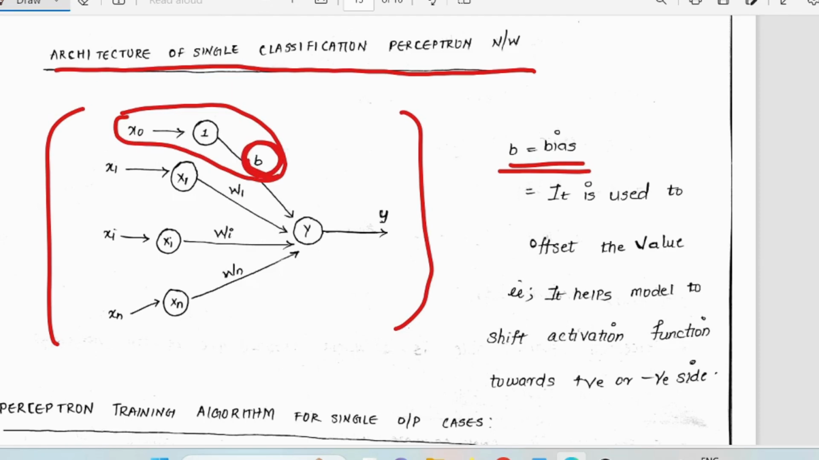So instead of having just sigma xi wi, you will have another term b along with it. This is how you will get y in. This bias will help you to force the output towards a particular value a bit more. That is, there is more probability of getting +1 or more probability of getting -1, based on the value of the b that you are setting.